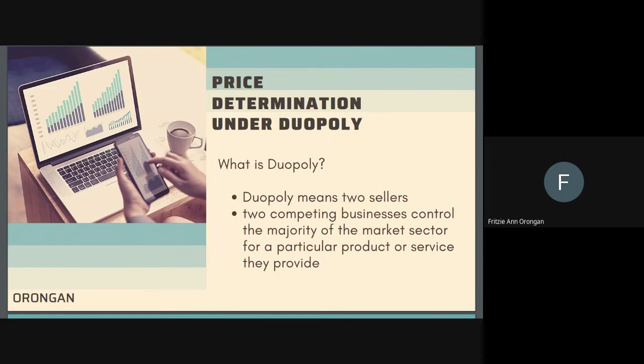Price determination under duopoly. Let us first define what is duopoly. Duopoly means two sellers. It is two competing businesses controlling the majority of the market sector for a particular product or the service they provide. So duopoly is the most basic form of oligopoly, a market dominated by a small number of companies.